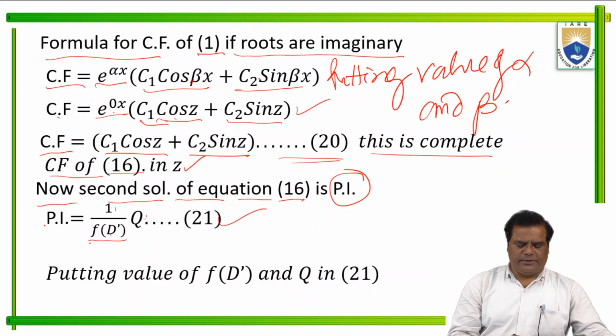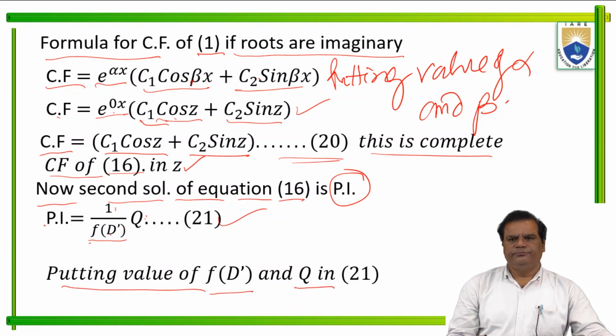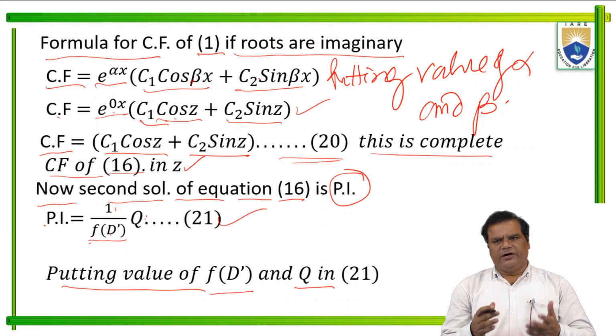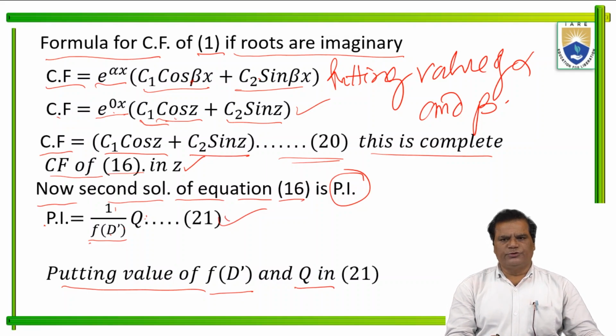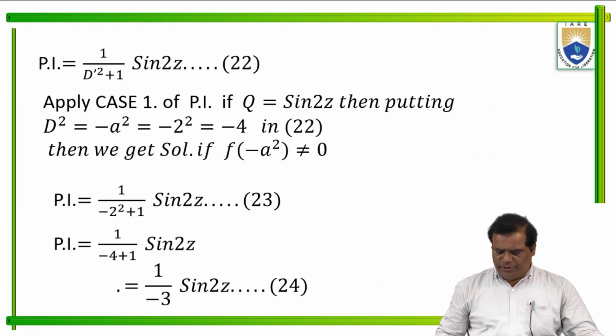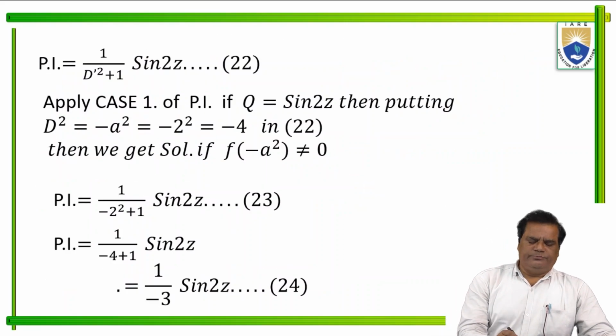Putting the value of f(D') and Q, both values, in equation 21, then 21 converts into 22. PI equals 1 upon D' square plus 1 into sin 2z. This is Q, and this is f(D'). This is equation 22.